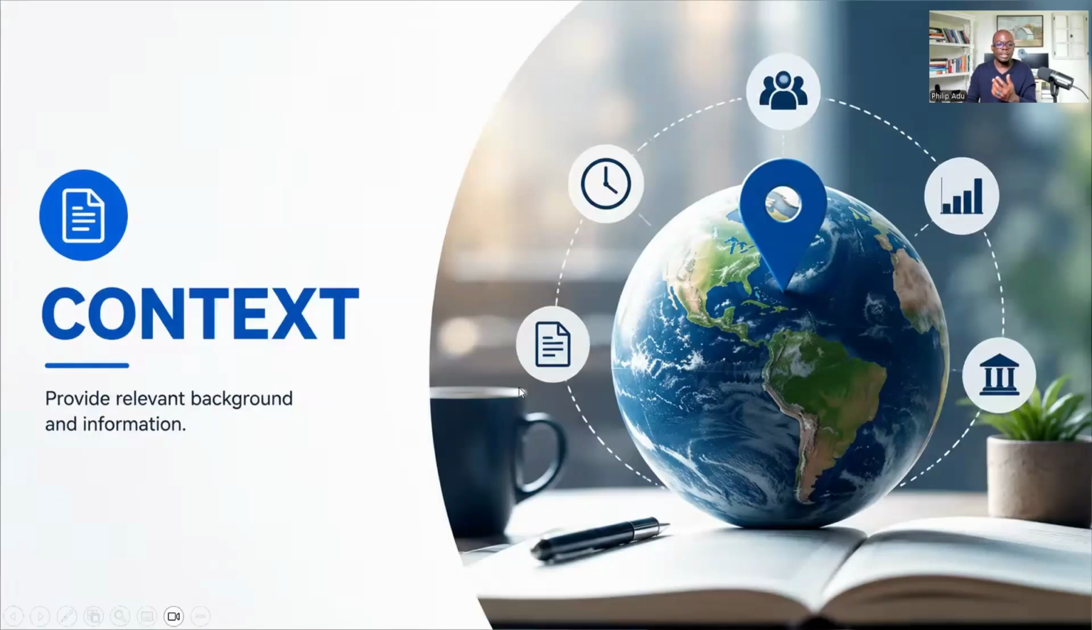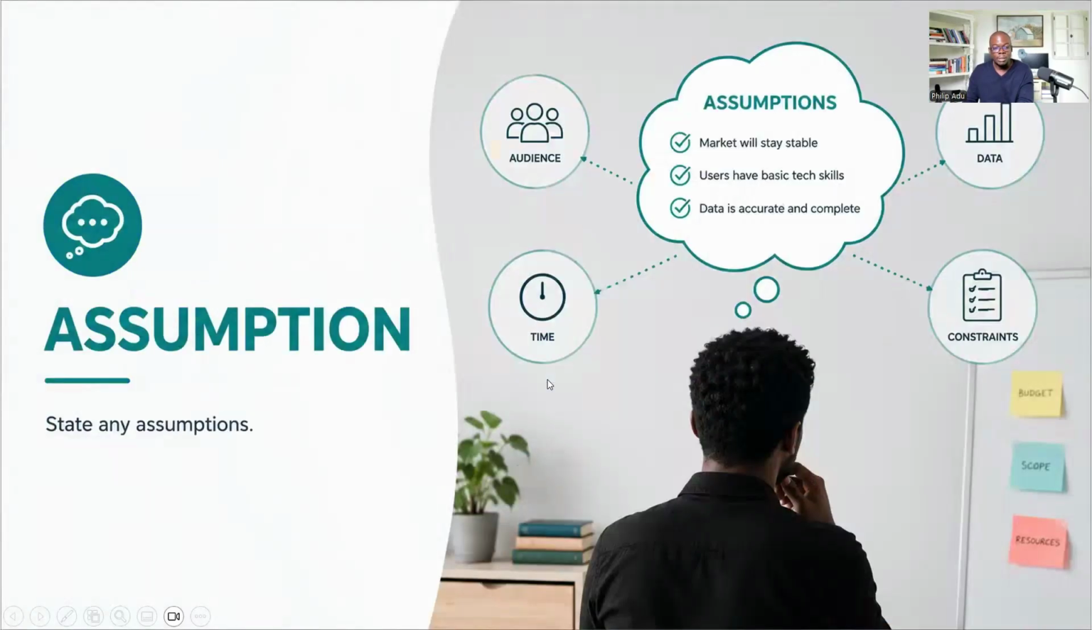So, first one is the context. Can you give the system a little bit of background information? Providing the system background information will help the system to know what exactly you want so that to provide a video that meets your expectation.